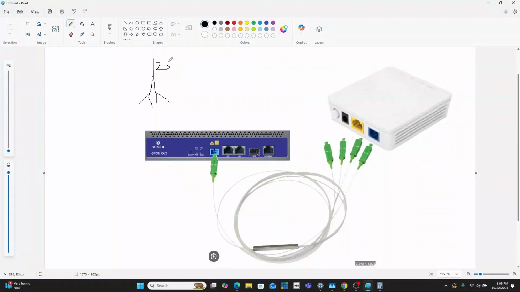Now if I take minus 22 or minus 21 and split it into 8 different parts, how many dB loss have I added? Minus 10, isn't it? So it means at the exit point now, instead of minus 22, what will be coming out? Minus 32. Isn't it? True.